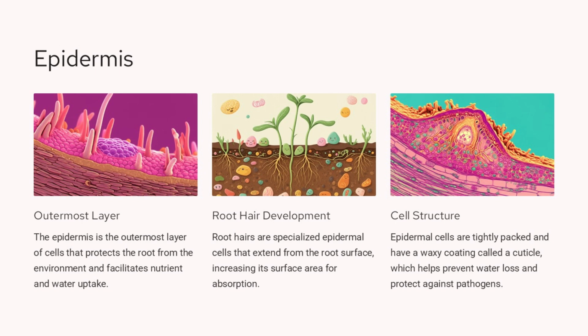The epidermis is the outermost layer of the root, providing a protective barrier from the external environment while also facilitating the uptake of nutrients and water. The root hairs are specialized epidermal cells that extend from the root surface, dramatically increasing the overall surface area for absorption. Epidermal cells are tightly packed together and have a waxy cuticle coating. This cuticle helps prevent water loss and protects the root from pathogens and other threats.